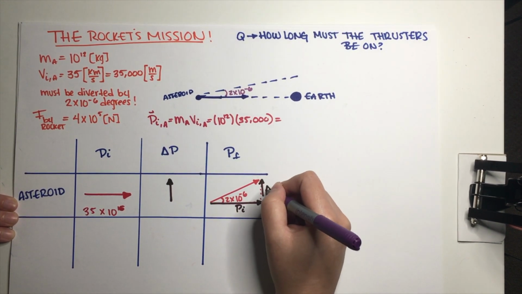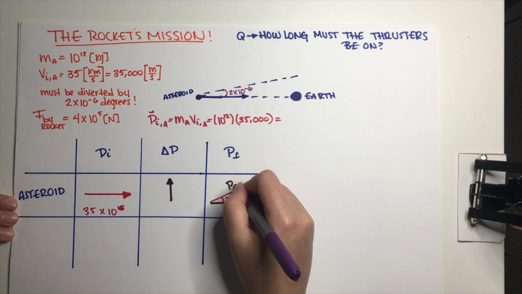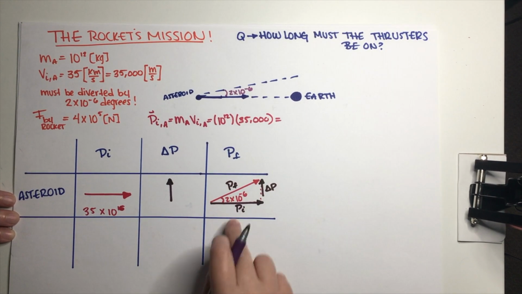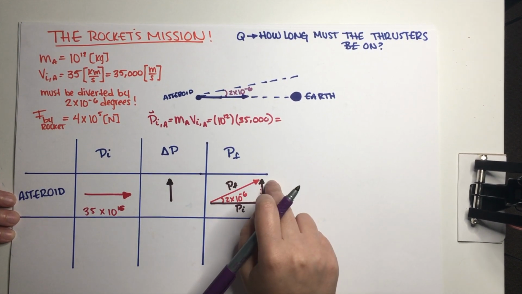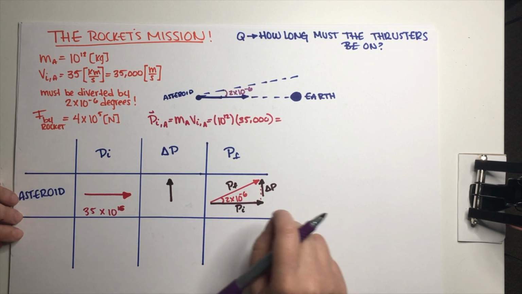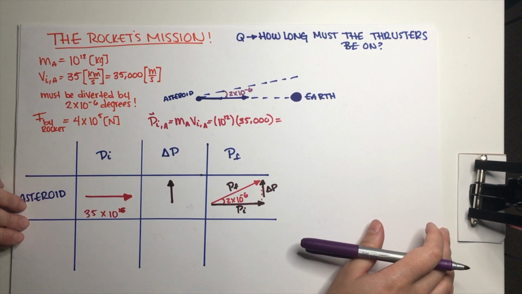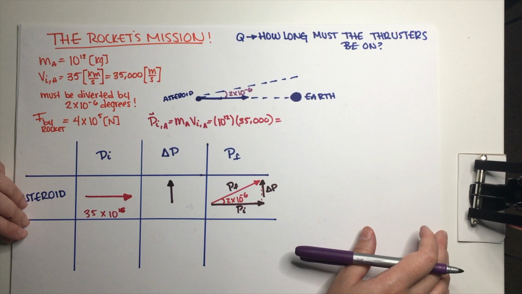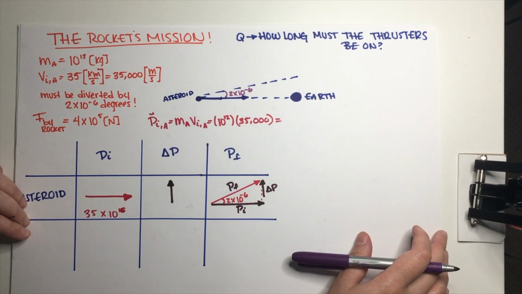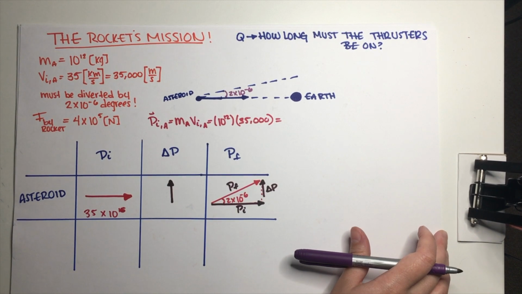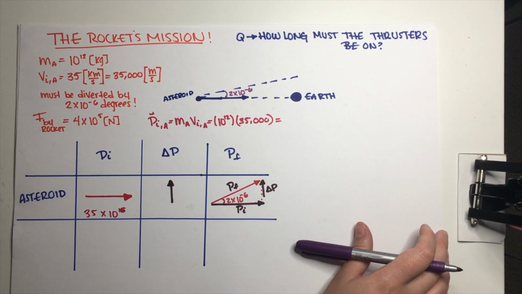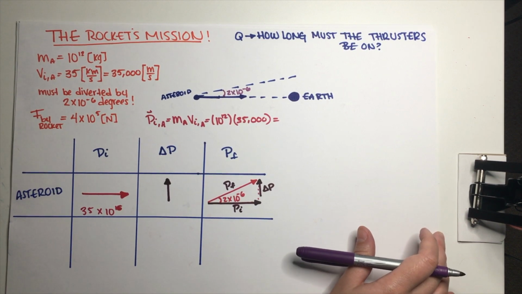So this needs to be delta P in order to have this P final. And that is basically what's going to give you this trajectory with this angle right here. So now, how do we figure out the value of delta P? Because that's really what we want to get out of this problem. Well, we can basically use SOHCAHTOA, right?